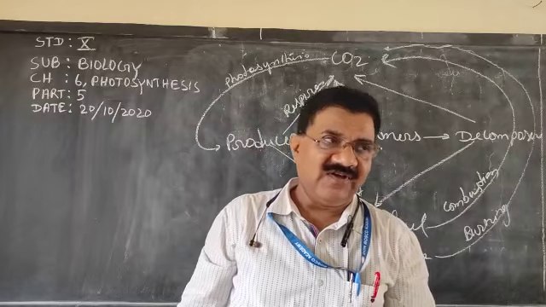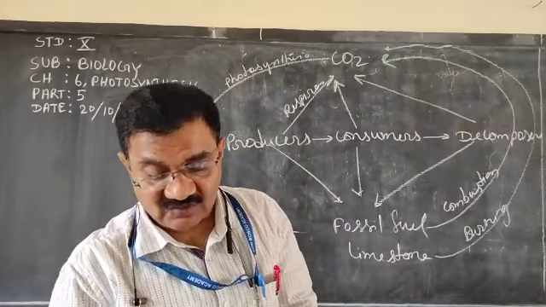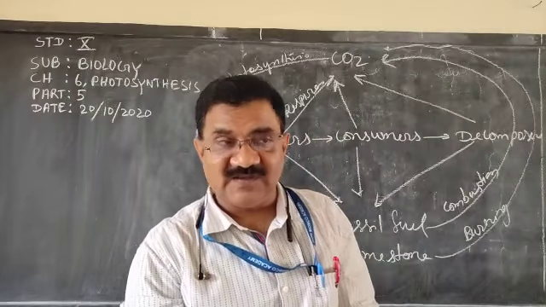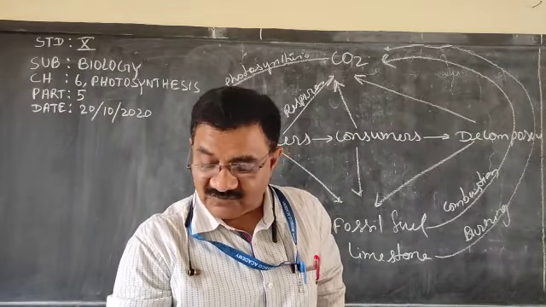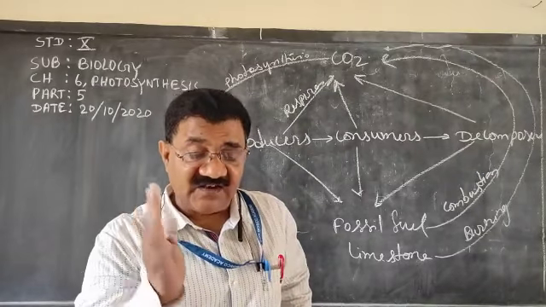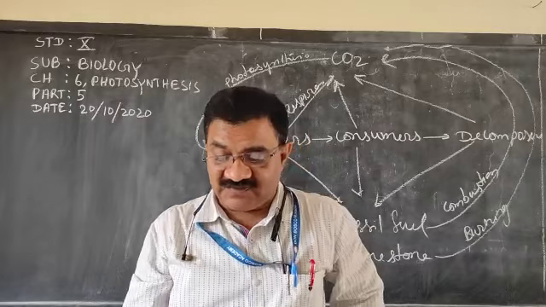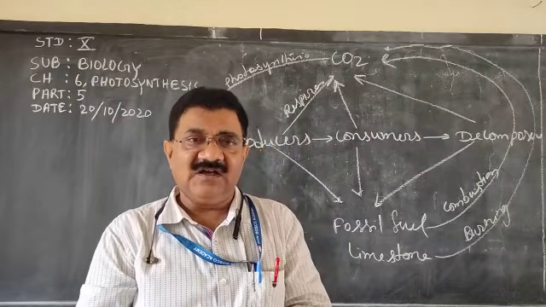So this way we have finished the topic. Today we have discussed the experiment to prove that carbon dioxide is necessary for photosynthesis, that oxygen is released during photosynthesis, what the importances of photosynthesis are, and about the carbon cycle.